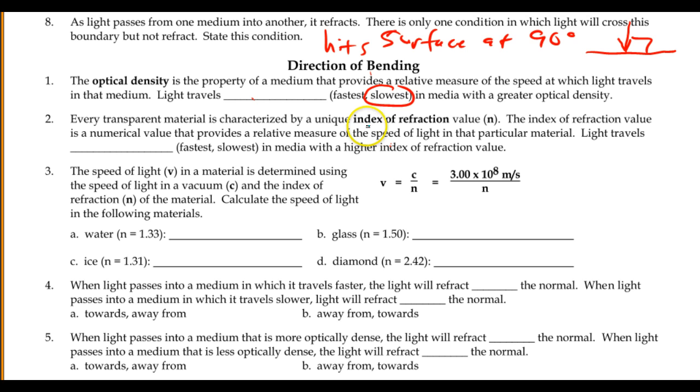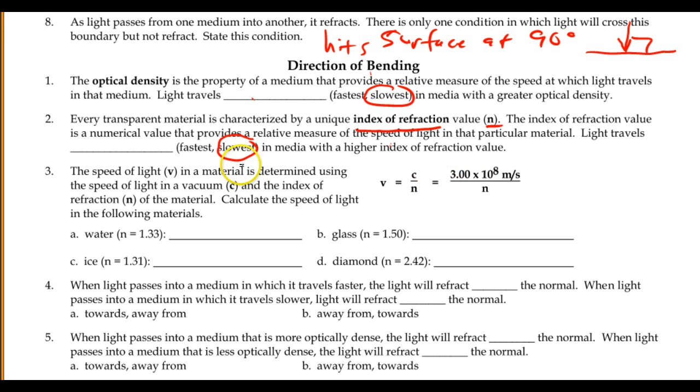Every material that can allow light through, transparent materials, will have its own unique index of refraction, the symbol for which will be n, lowercase n. That tells us the relative speed. Light will travel slowest in media with higher index of refraction. So c is the speed of light in a vacuum, 3 times 10 to the 8th meters per second. If we have an n, n's always going to be a number between 1 and higher, so therefore as the n gets larger, being that it's in the denominator, then our velocity is going to become less.